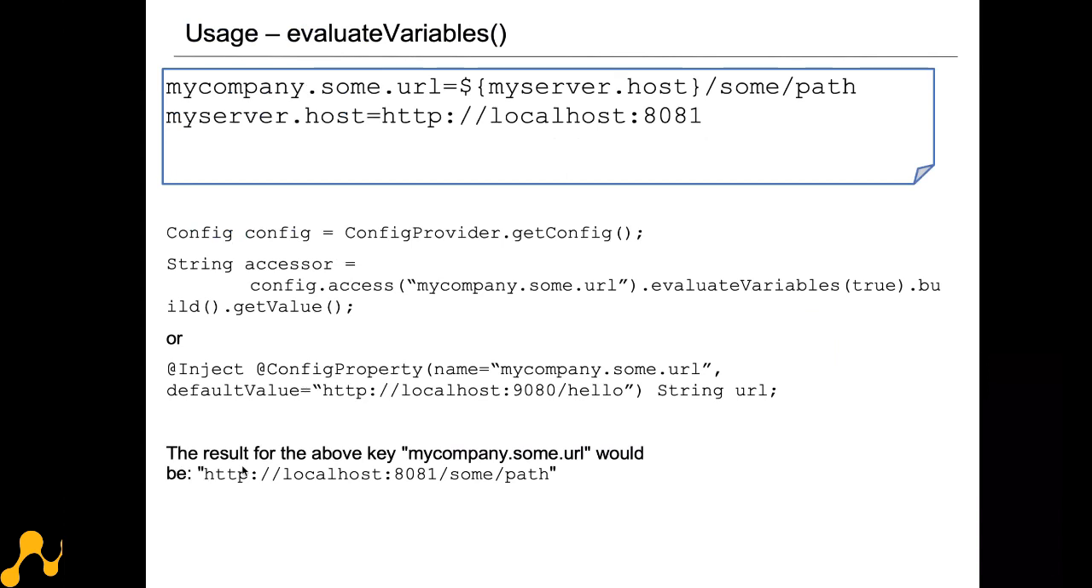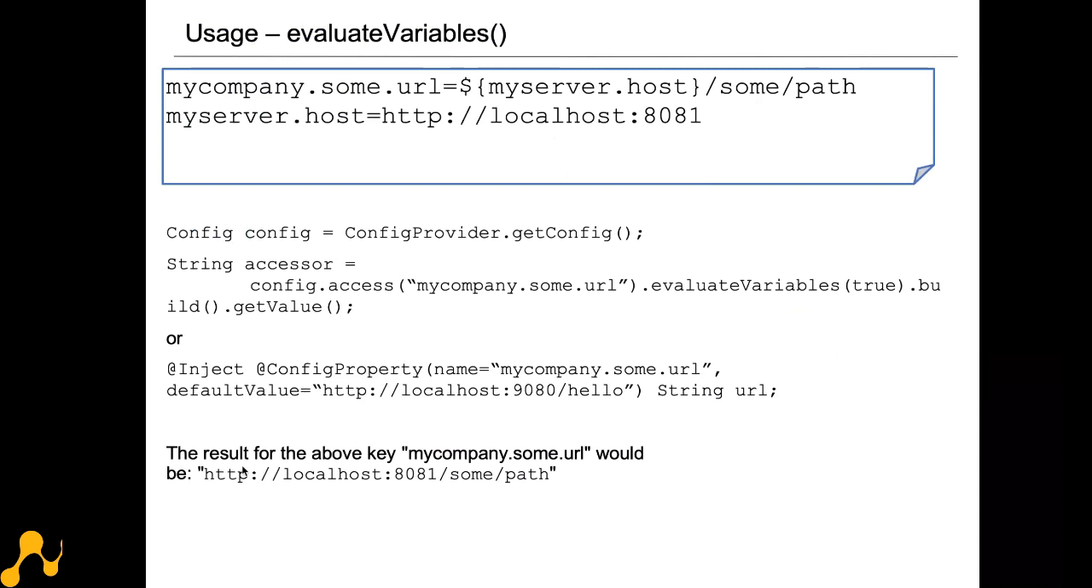Earlier, I mentioned a little bit about evaluating variables, so this gives you a better example. If I have a property, my.company.some.url, directly referring to my.server.host, at the moment, if you do a get value of my.company.some.url, you will directly get ${my.server.host}/some/path. It's not useful if you get this value. You really want to have my.server.host replaced with a real value.